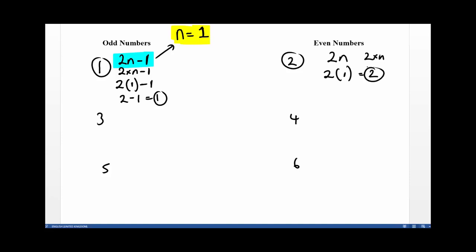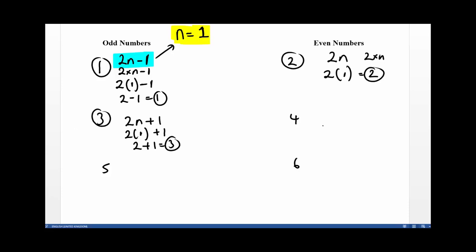Nice and easy. What about 3? Well, if I'm at number 2 and I just need to get to number 3, I've got to add 1 on, isn't it? So I'm going to say, therefore, 3 can be written as 2n plus 1, because that's 2 add 1, which is 3. But does it make sense when I replace n with 1? Let's try. 2, open brackets, 1 plus 1. 2 times 1 is 2, add 1 is 3. Oh, it works.